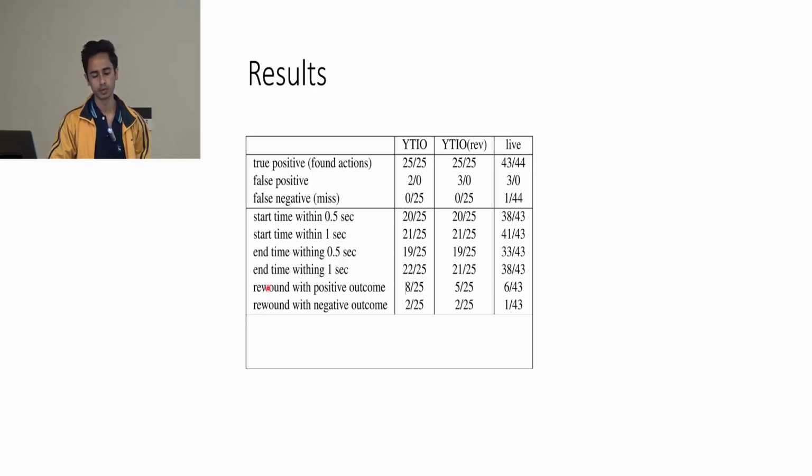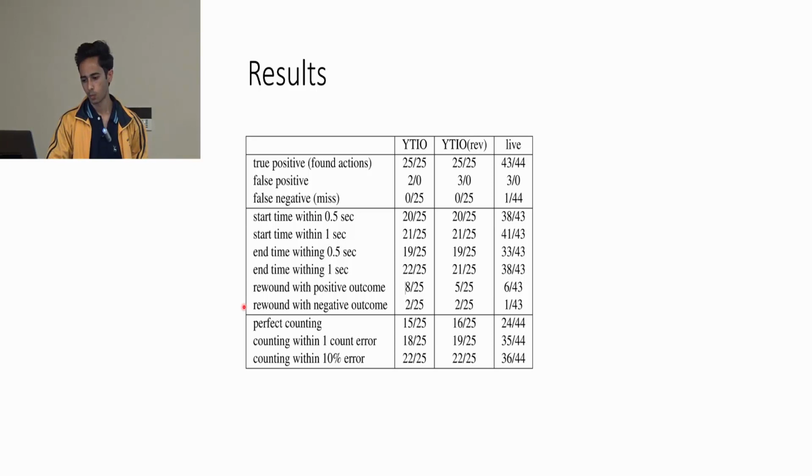And rewound means, since they are using a moving average, sometimes they count one more repetition at the end of the cycle. In such cases, they cancel the last count. Perfect counting here means they counted the number of repetitions correctly, and they only have 15 out of 25 and 24 out of 44 with perfect counting. This is counting with 1% error, and this is with 10% error.